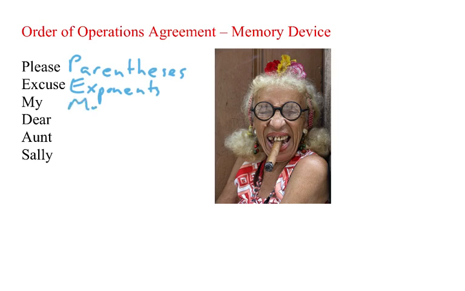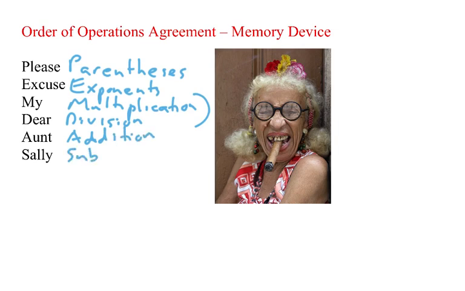My is multiplication. D is division. And again, we remember those are basically at the same level. We handle them from left to right. And finally, A is for addition, and S is for subtraction. And those also are at the same level. We do them from left to right.